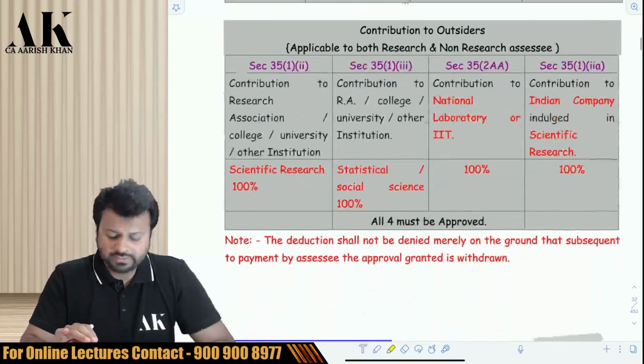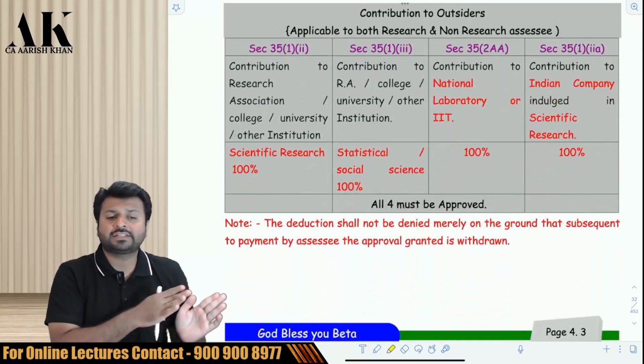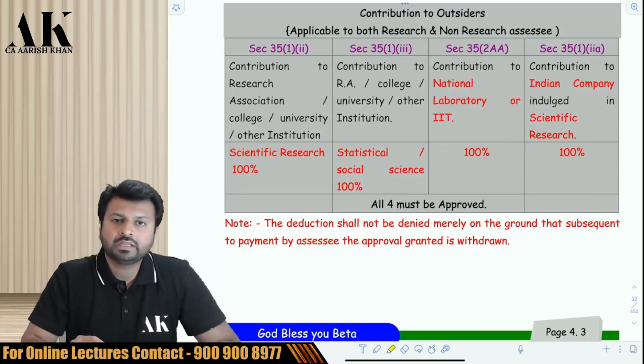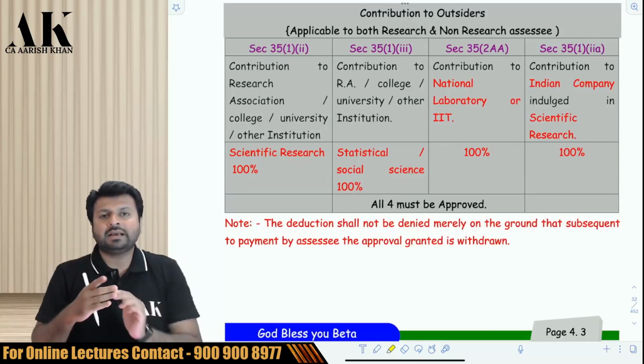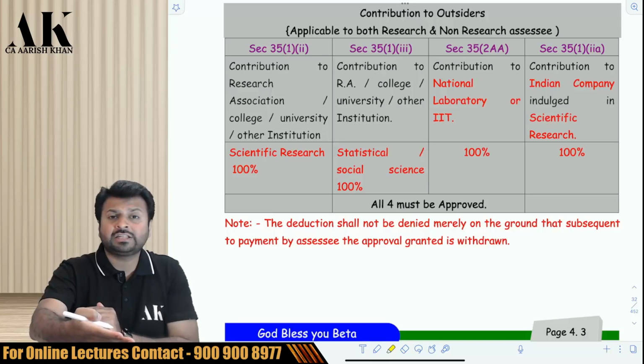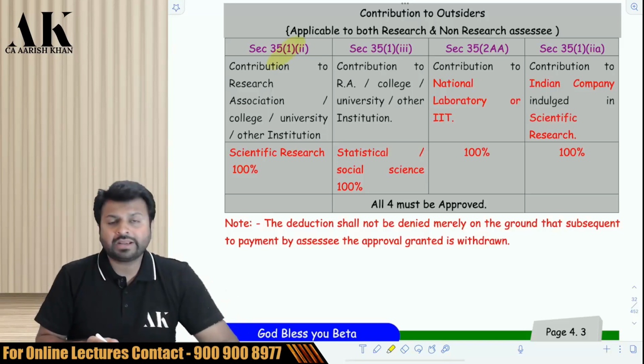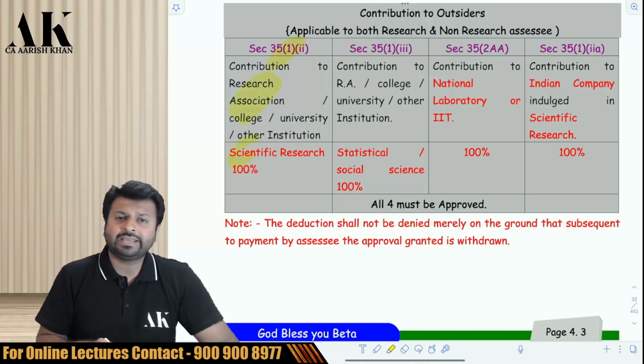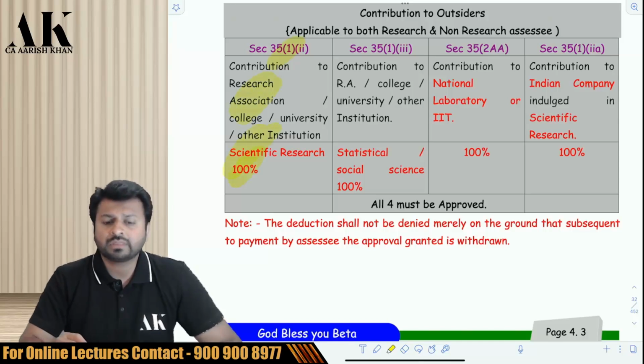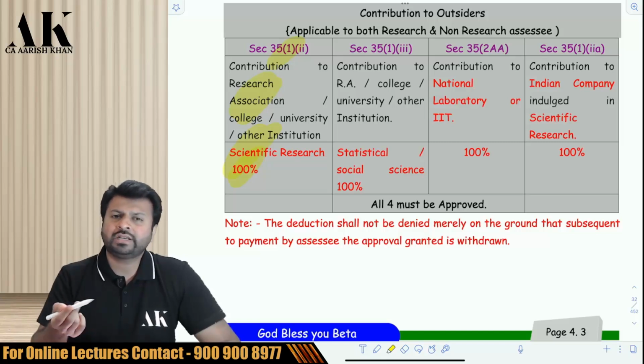Now coming to the next one. Next one is what? These are the 4 different sections whereby you are now making donations. If you have a PGBP income, you can make donation to other institutions who are engaged in scientific research, etc., and you can claim deduction. So 35(1)(2), you can make donation to certain college, university, etc., who are engaged in scientific research, 100% deduction. Like 80G you do. Here also you can take deduction.